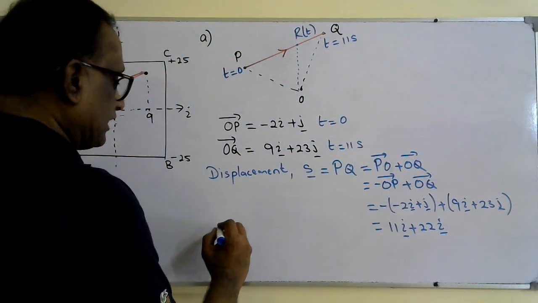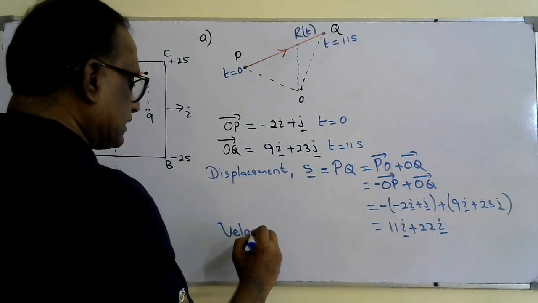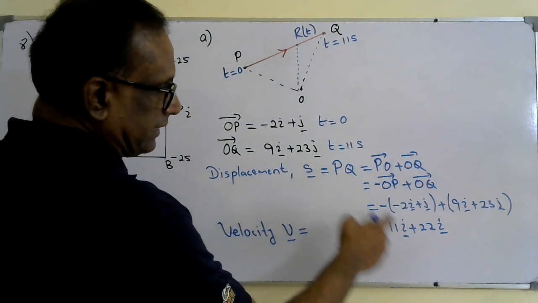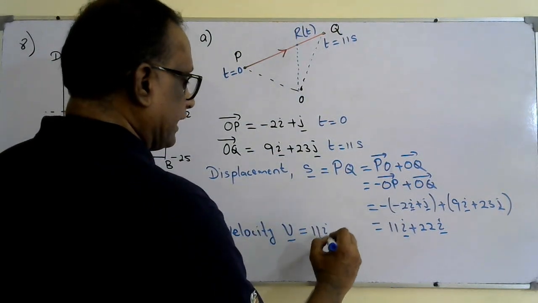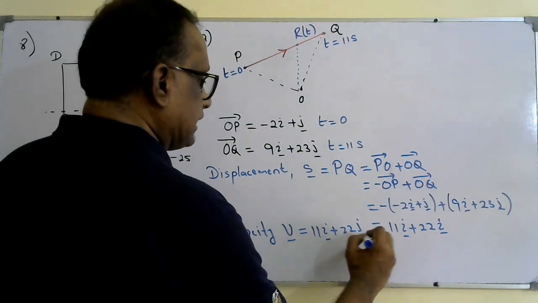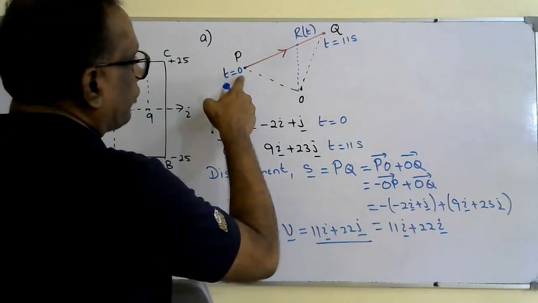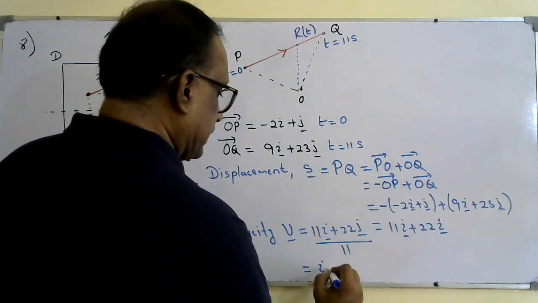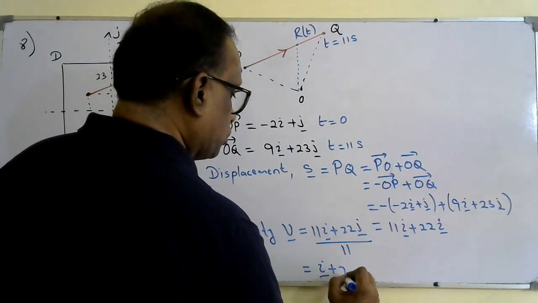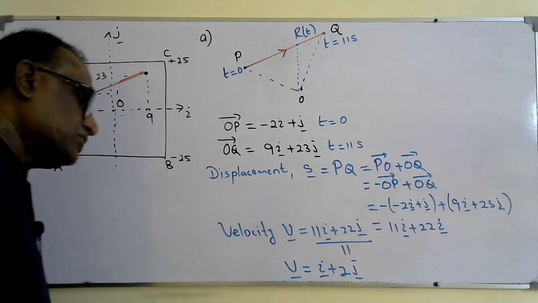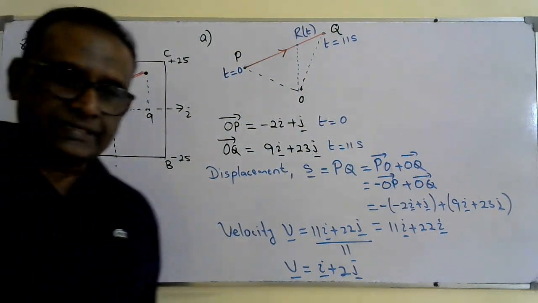So what is the velocity vector? Displacement vector divided by time. So 11i plus 22j over the time taken to move from P to Q, which is 11 seconds. That is going to be i plus 2j. That is the velocity vector. i plus 2j is the velocity vector.